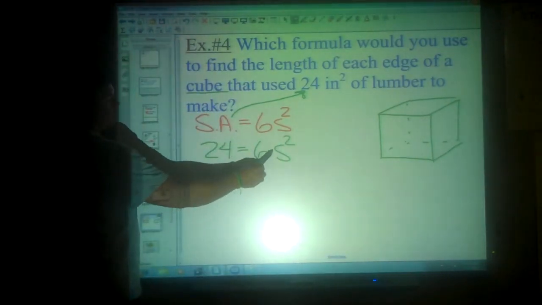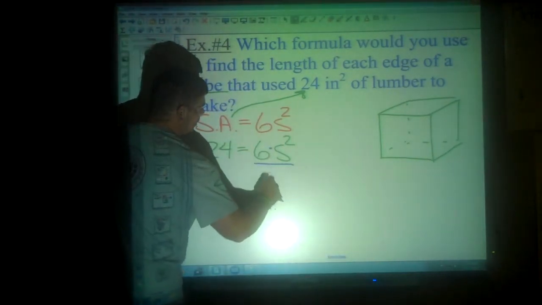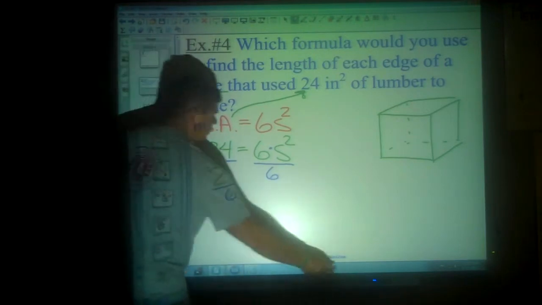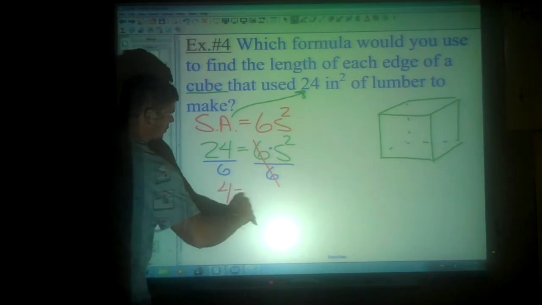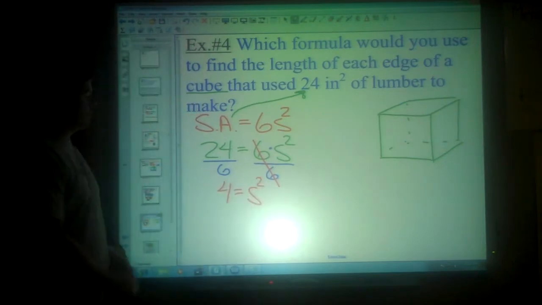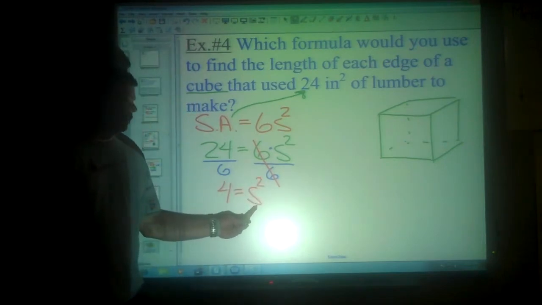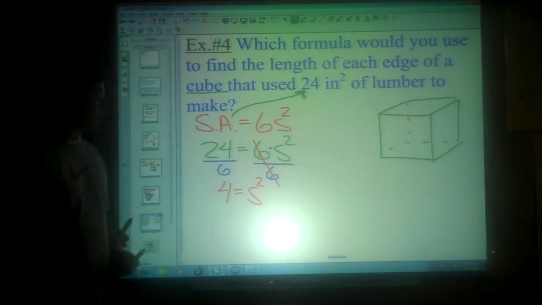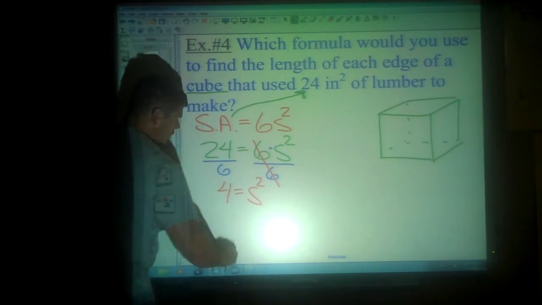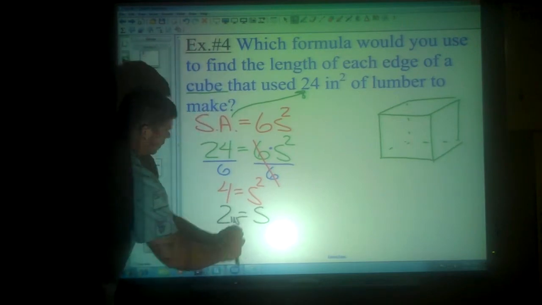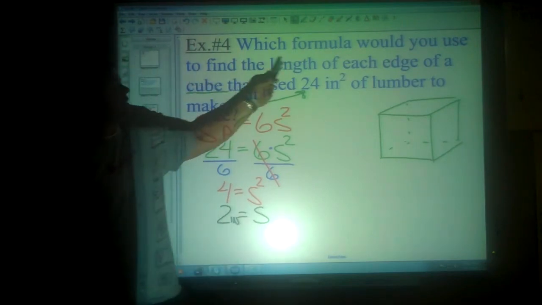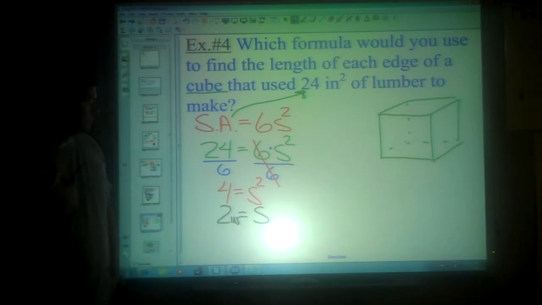You can figure out dividing by 6 to both sides, and we end up with 4 is equal to s squared. Now you tell me, what number times itself is actually equal to 4? The answer is 2. So now we know 2 is equal to s, and these are 2 inches. And it says, find the length of each edge. 2 inches would be the length of each edge.